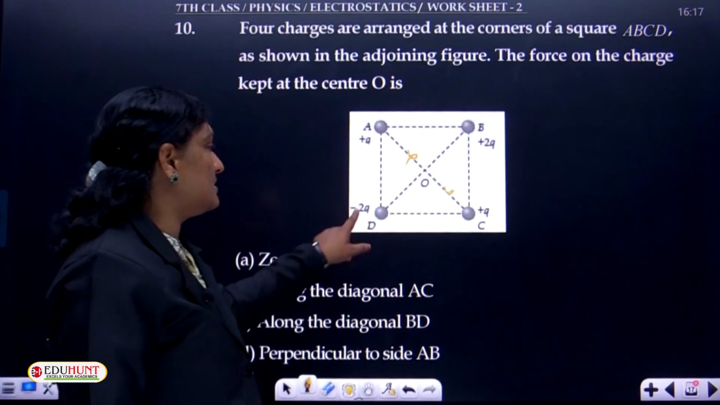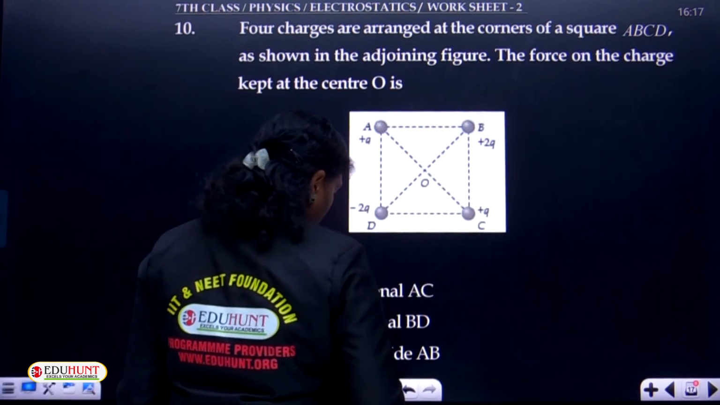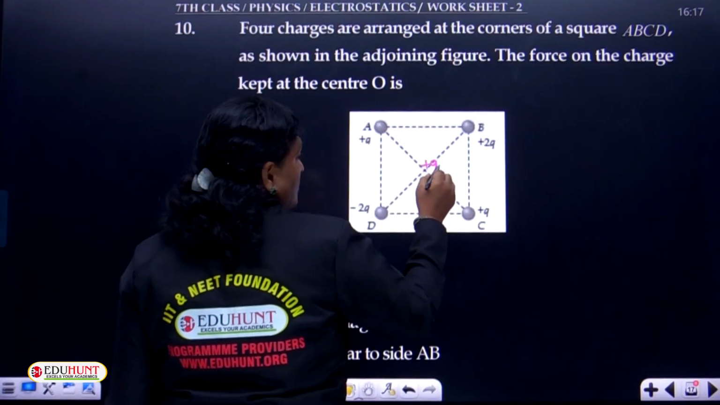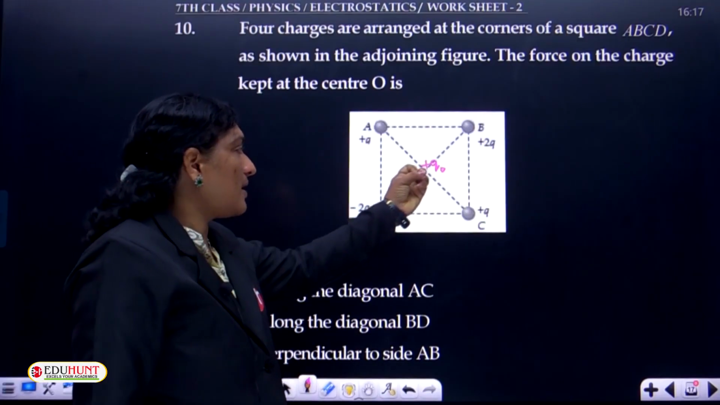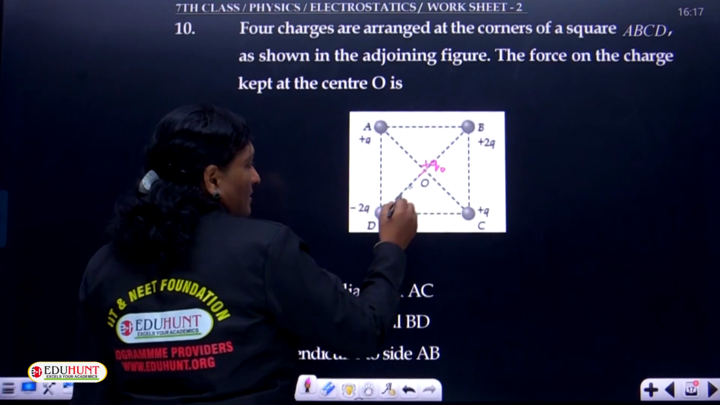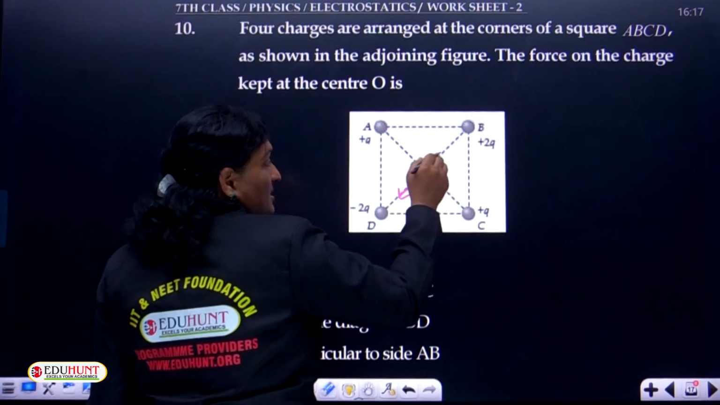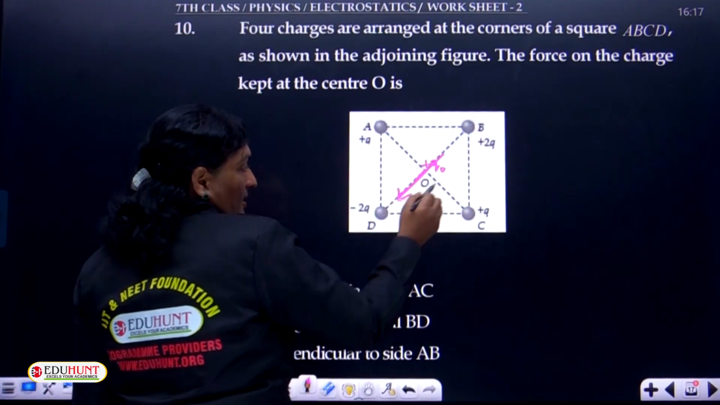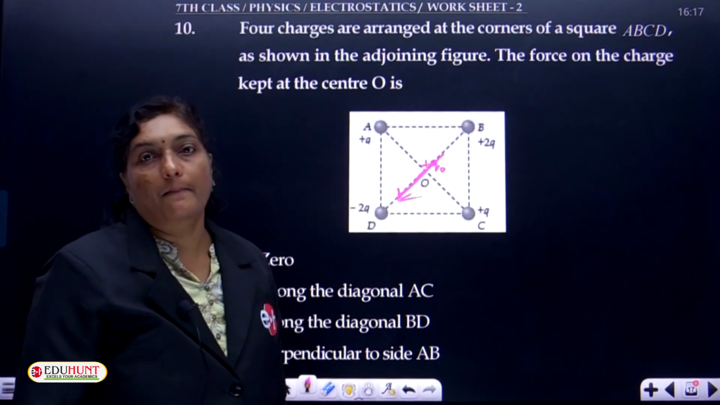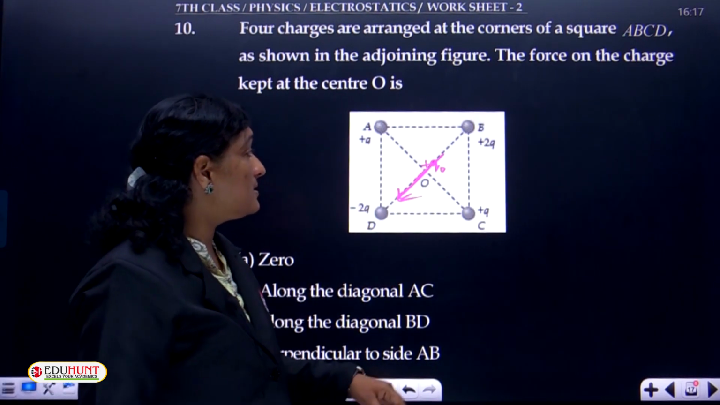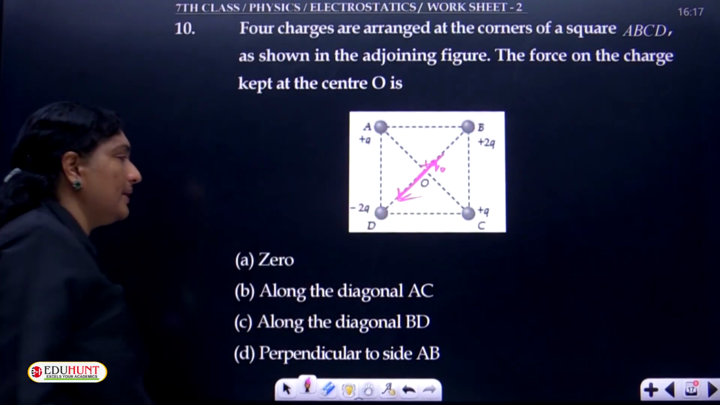Now, the leftover is minus 2Q at B and plus 2Q at D. As we have considered a positive charge at this point, say Q naught, clearly this minus 2Q, due to attraction, tries to pull the charge Q naught this side. Similarly, the positive charge 2Q pushes the charge Q naught again in this direction. As a result, the charge Q naught has a tendency to move towards the corner D. That means Q naught will move in the direction of D and hence the force acts along BD.